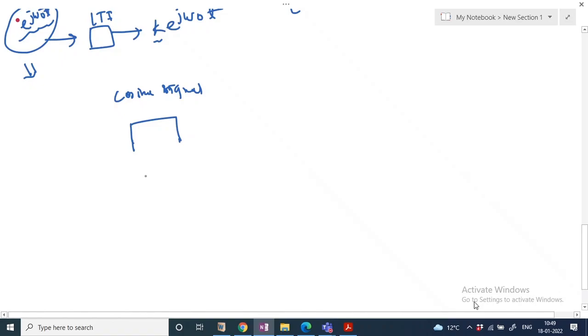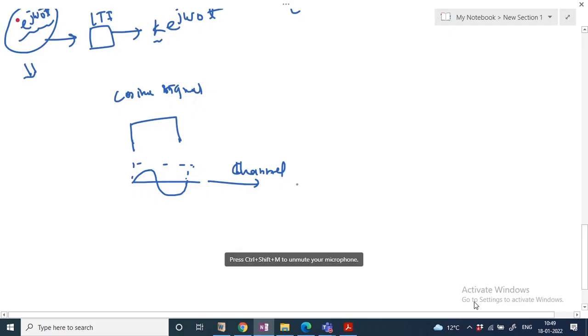Okay, so let's consider this cosine. It is multiplied by this window, then it goes to the channel. Now the output does not appear as a cosine signal. Why does it not appear so? Because it is a finite duration cosine. The output will appear as a sinc.